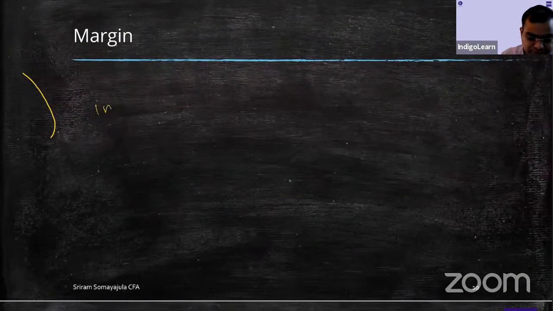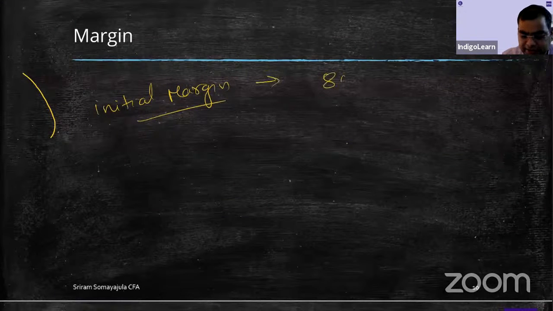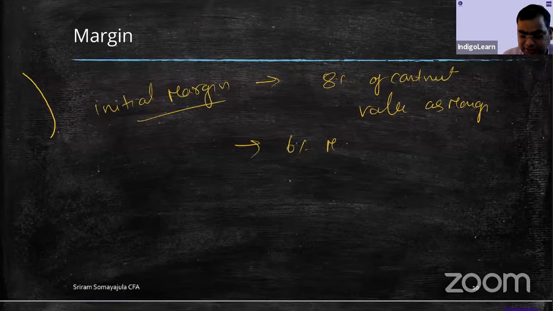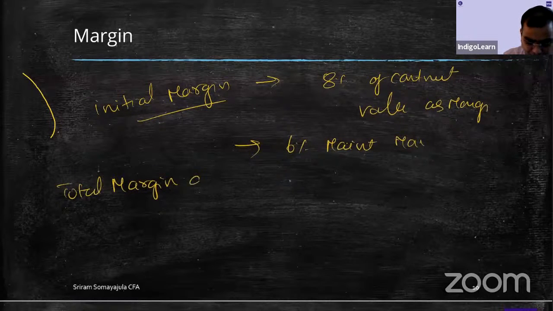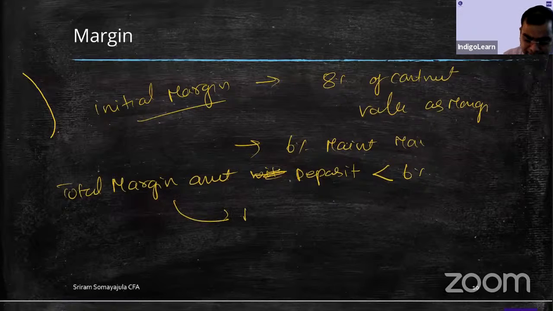Now, initial margin. Typically, the exchange says some 8% or 10%, some percentage. Okay, let us take 8% only. They'll say, put 8% of contract value as margin, and 6% is maintenance margin. What is this maintenance margin? Whenever the total margin amount deposited with the exchange goes below 6%, you have to bring it back to 8%.